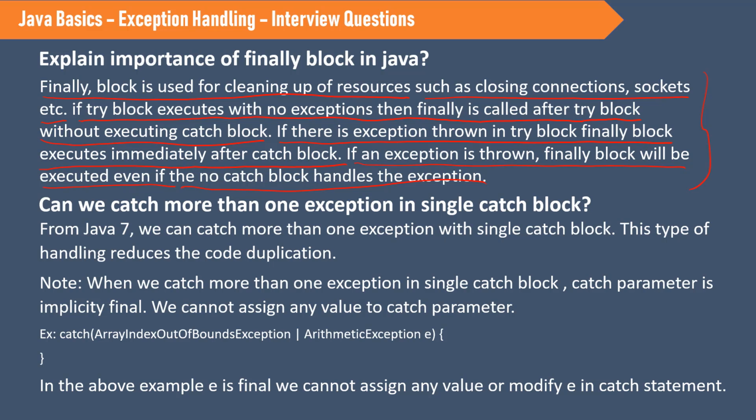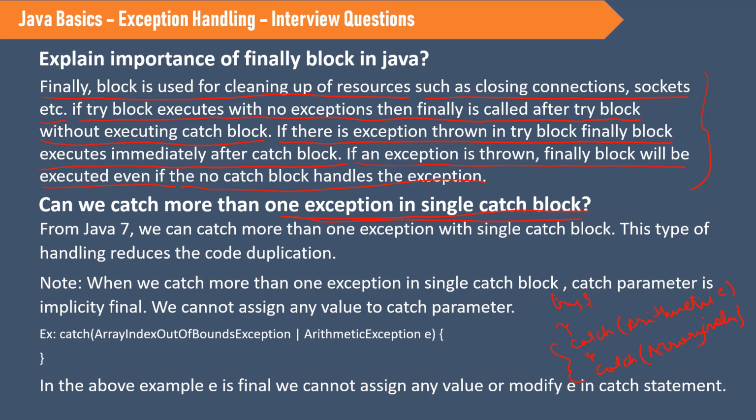Can we catch more than one exception in a single catch block? Yes, from Java 7 onwards, we can catch more than one exception in a single catch block. That means, let's say I have a try block here. If we want to write multiple catch blocks, then I will write catch ArithmeticException here, and I will write another catch block for ArrayIndexOutOfBoundsException.